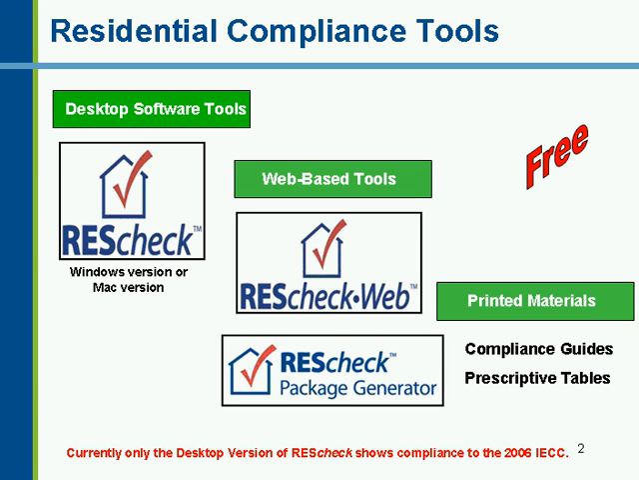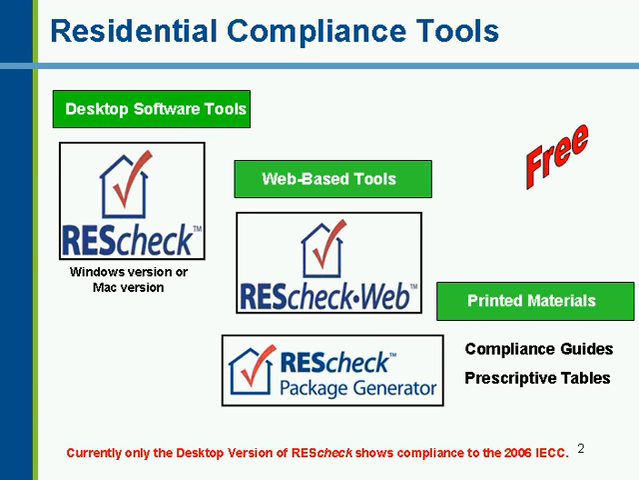The REScheck package generator is the prescriptive tool. This is the simplest tool we have. It generates compliance packages that you can choose from. Not a lot of takeoffs are involved, and it's the simplest, easiest, quickest way to get a compliance report. We also have printed materials out there on our website. These are compliance guides and prescriptive tables. However, these only go through the 2003 IECC.